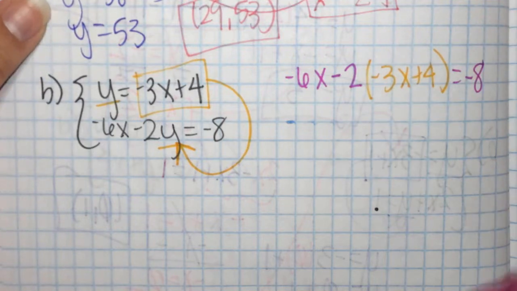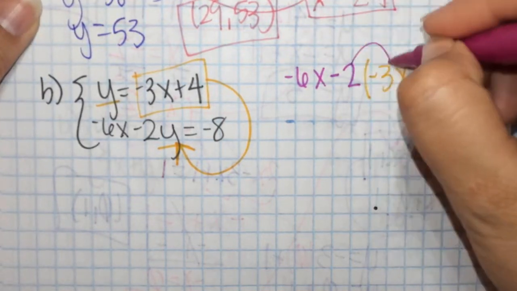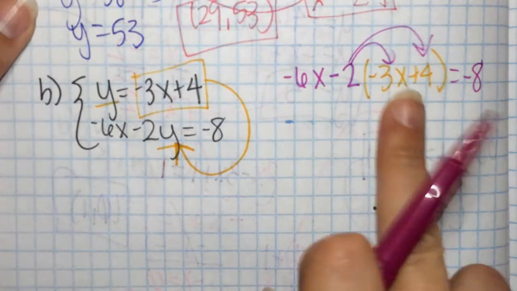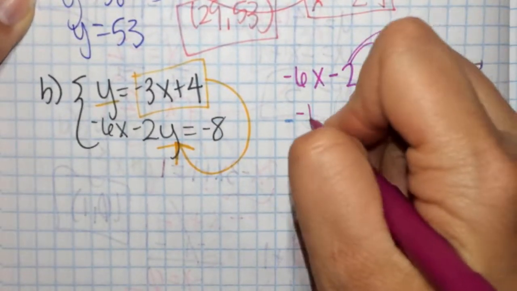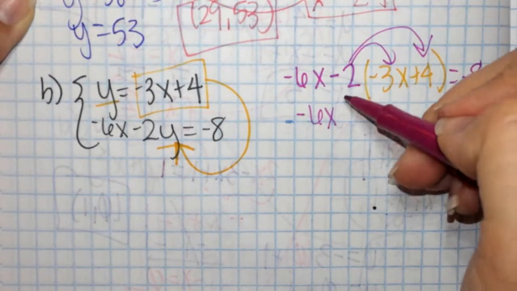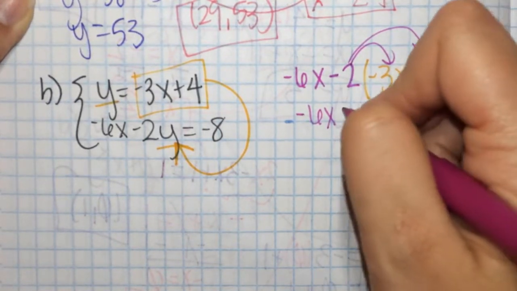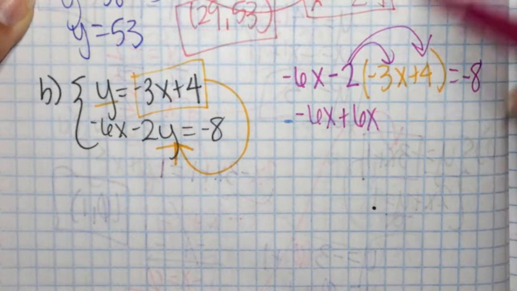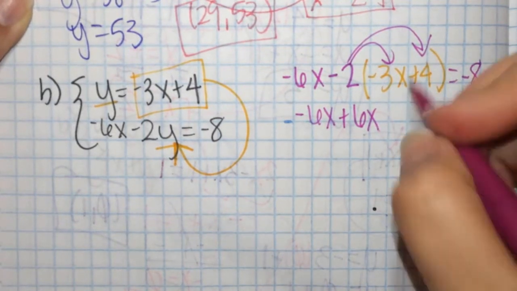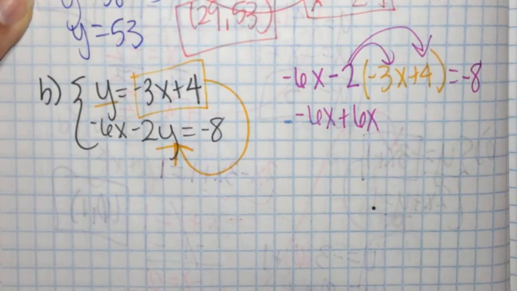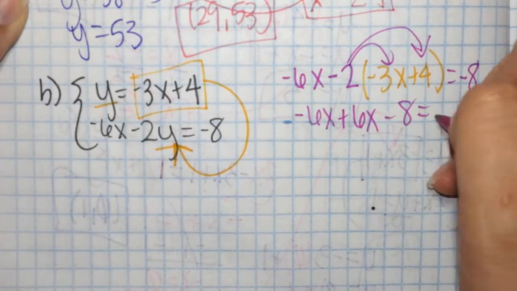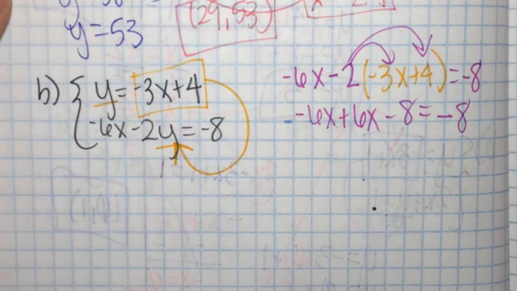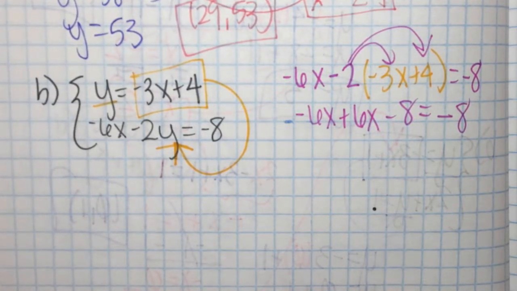Alright, now, how do we get rid of parentheses? Multiply, distribute. If I start with 2, I end with 2. Does everybody understand? So we have negative 6x. What's negative 2 times negative 3? Positive 6x. What's negative 2 times positive 4? Negative 8. Negative 8 equals negative 8. I even said it in English first.